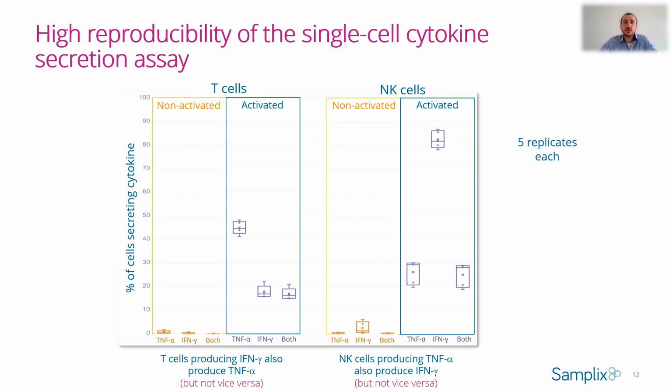So in this graph here, you can see we did the experiment 5 times. So the results are very similar. And again, these are results for T cells non-activated and activated, as well as NK cells also non-activated and activated. What you can appreciate here is that when we activate the T cells, you can see with these assays, some of the T cells produce TNF-alpha and some produce interferon gamma.